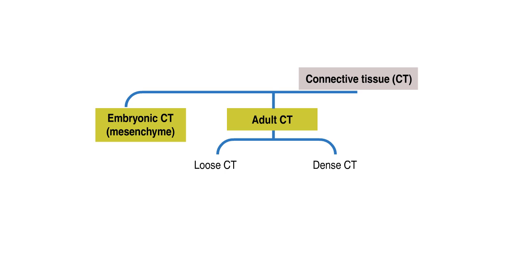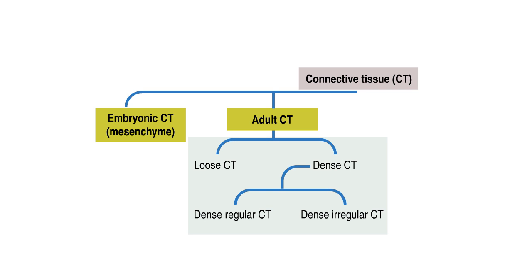If the collagen bundles are uniformly arranged, the connective tissue is called dense regular. An example is tendon. In contrast, dense irregular connective tissue is characterized by the random arrangement of collagen bundles. Examples are the dermis of the skin and the submucosa of the stomach.